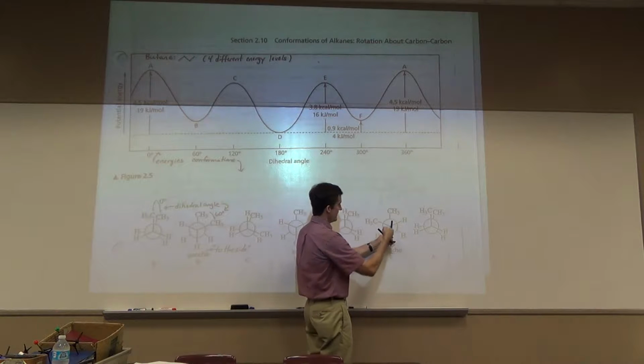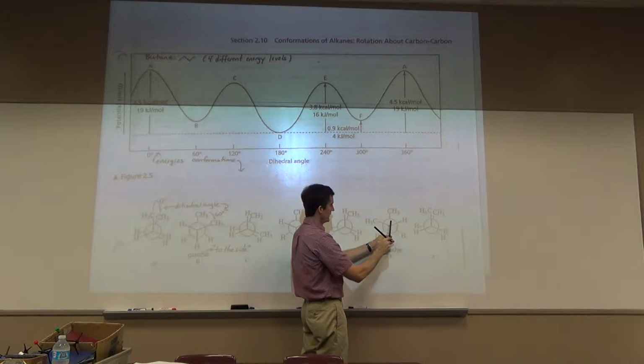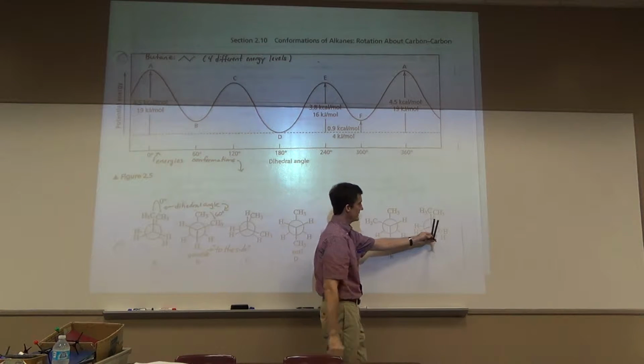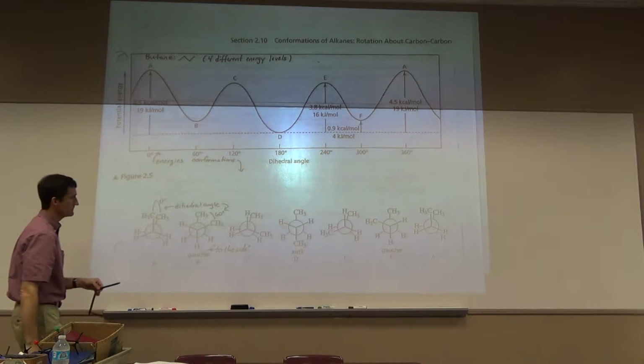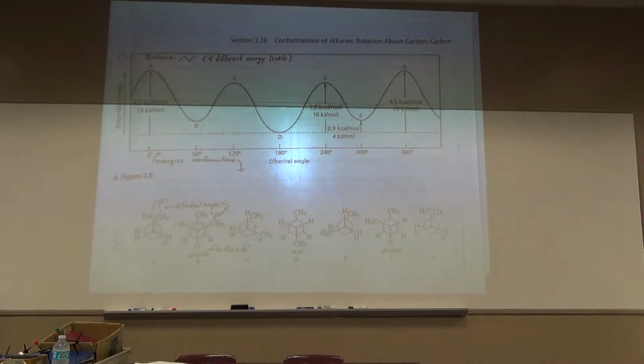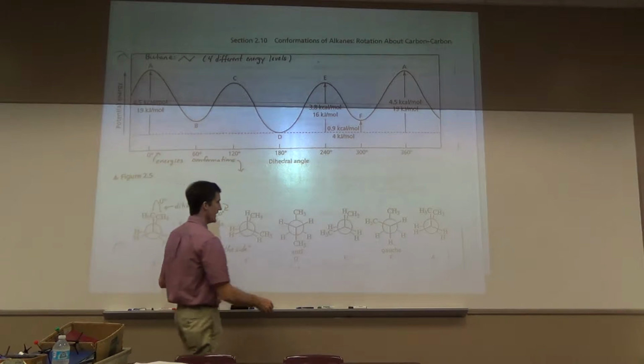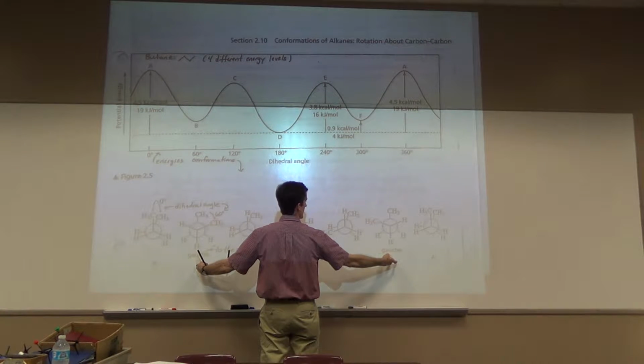Then we get that. Methyls are back to gauche. And then we get back to there. Methyls are eclipsed. And that should be the same as this over here, right? Okay. Now if you go through this, B and F are actually the same.